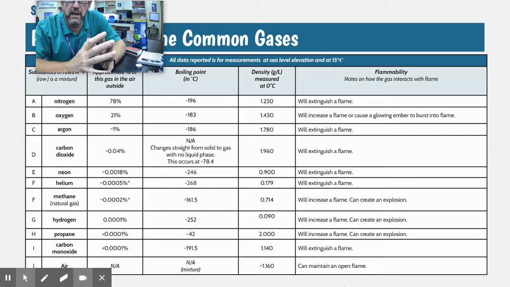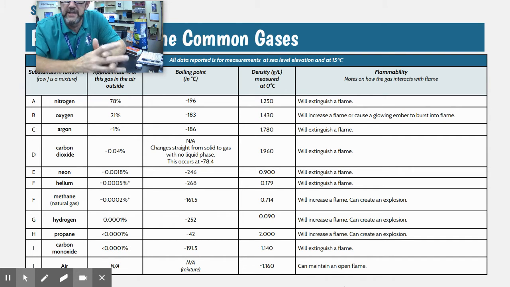So these are common gases found in our air, in our atmosphere. We have nitrogen, oxygen, argon, carbon dioxide, neon, helium, methane, hydrogen, propane, carbon monoxide, and then air. And if you look at the next column, it tells you nitrogen is 78%, oxygen is 21%, argon is approximately 1%, and from there it gets down smaller until you get down to air. And air, it says not available, because all those other gases make up our air. And there's other things in there, but these are the main gases that we're going to talk about.